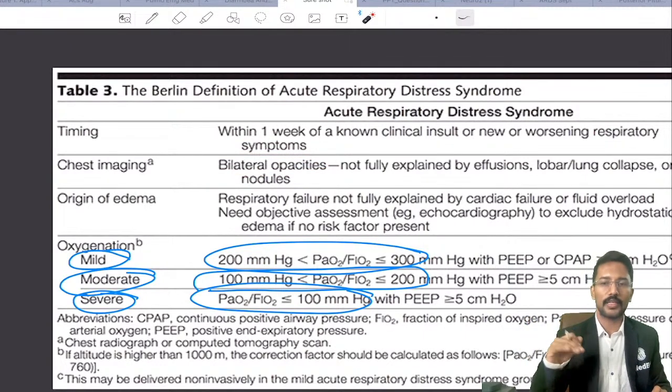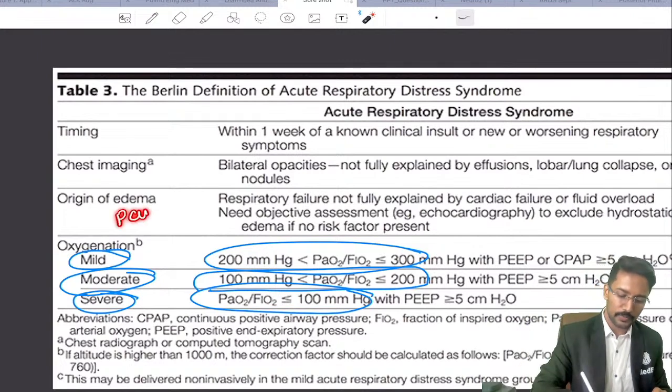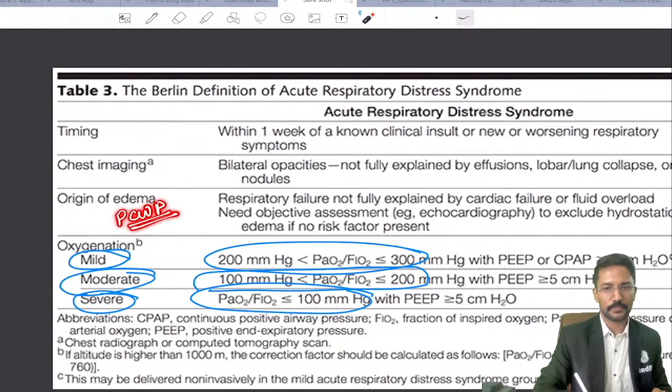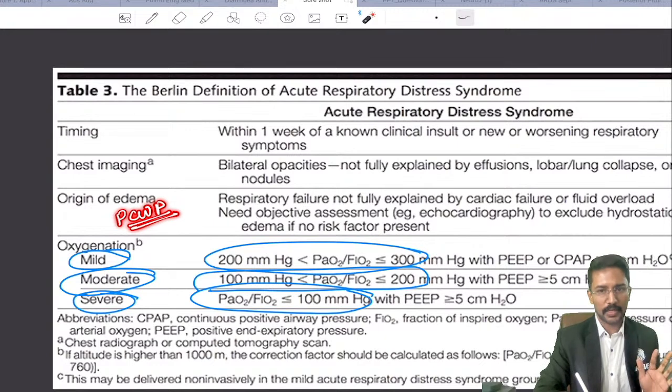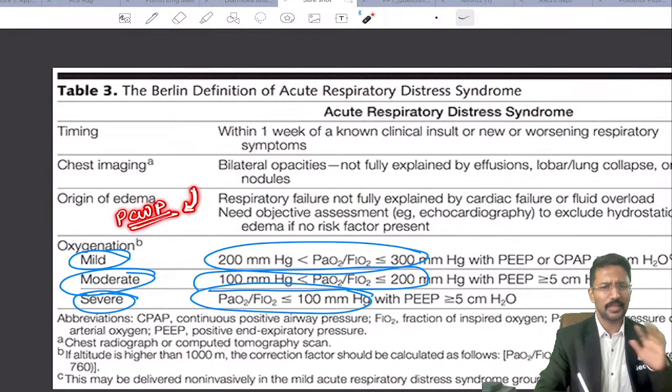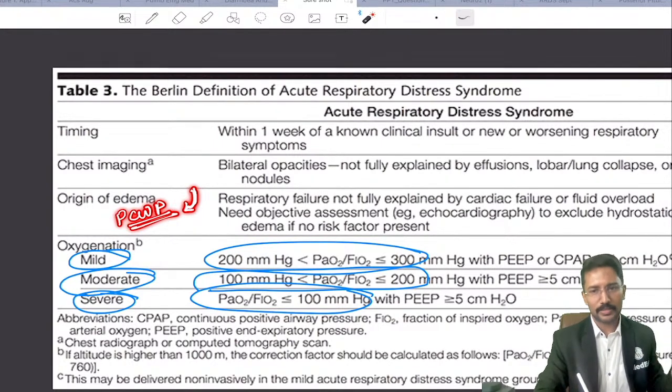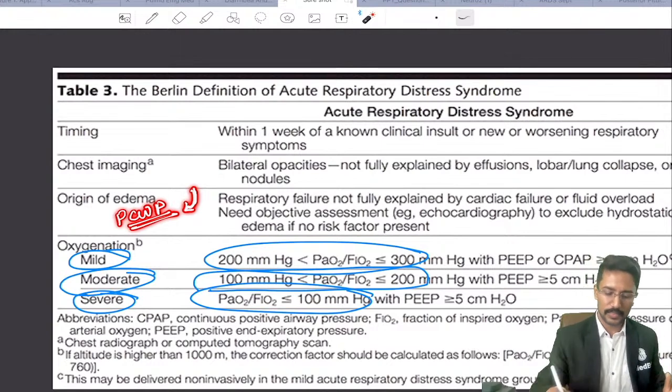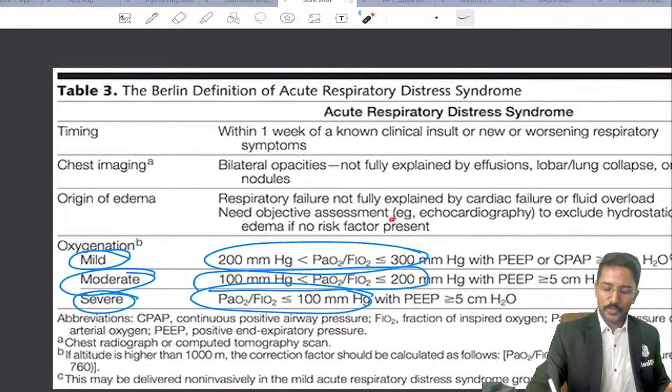To rule out cardiogenic causes, previously we used to measure the pulmonary capillary wedge pressure. But the current Berlin definition does not recommend it, because the pulmonary capillary wedge pressure is only possible if you do a right heart catheterization. You need to take the patient to the cath lab, put in a right heart catheter or Swan-Ganz catheter, and then measure the pressure. Not possible practically. So we were not doing it, and guidelines have also ditched it. All it says is you should do some objective assessment of cardiac function, and the recommended mode is echocardiography.